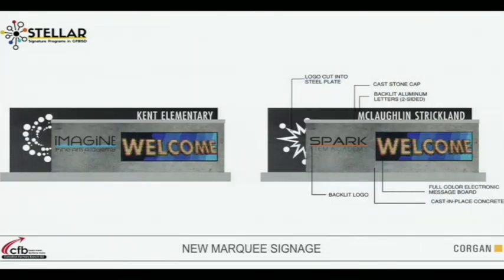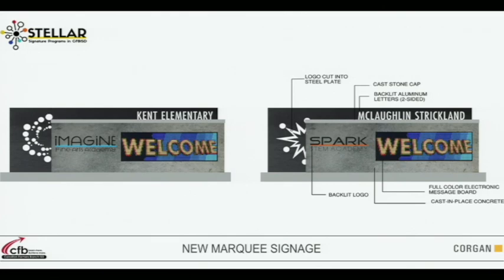Let me explain a little bit about that. The word welcome is the electronic component of it. It is in a precast concrete panel, and then the darker piece is actually a cutout metal piece that has the names. We're very excited about this component, as are the principals, on getting these new marquees at their campuses. Again, there's a lot of requirements and size of these that we had to abide by.